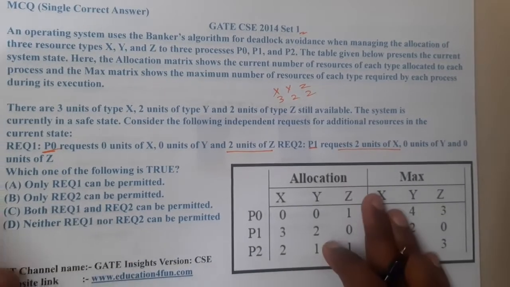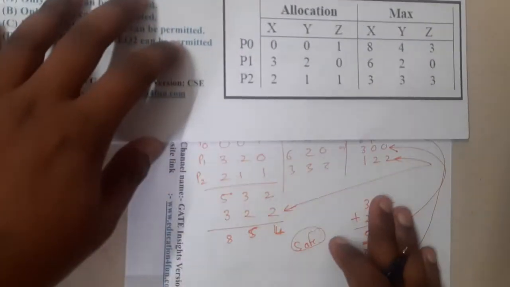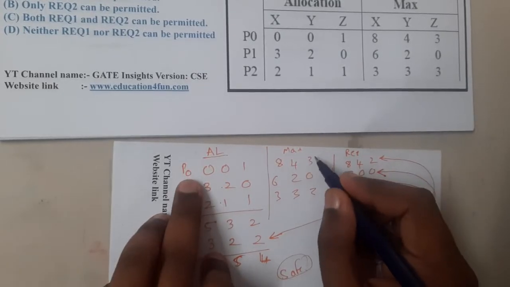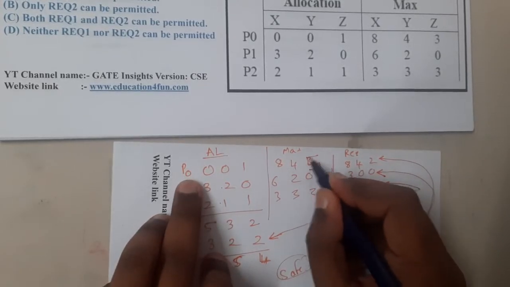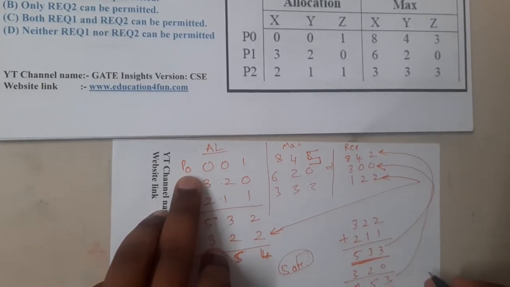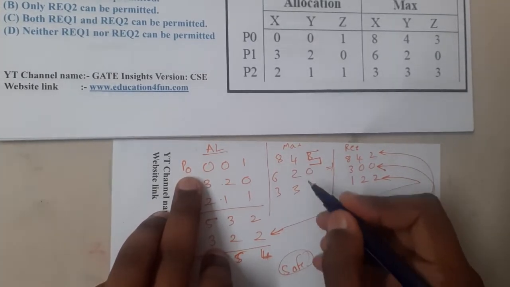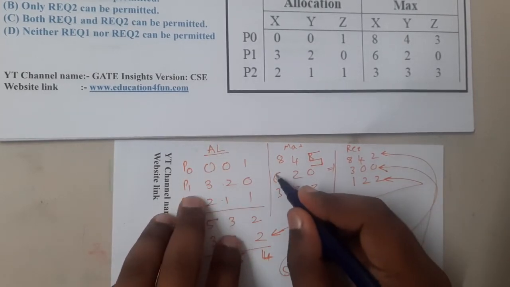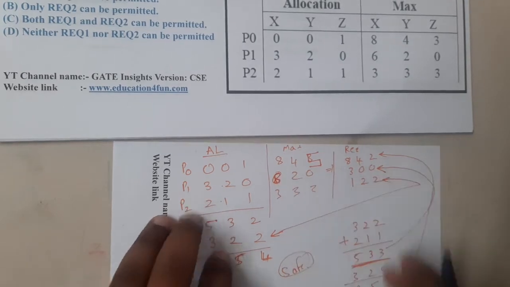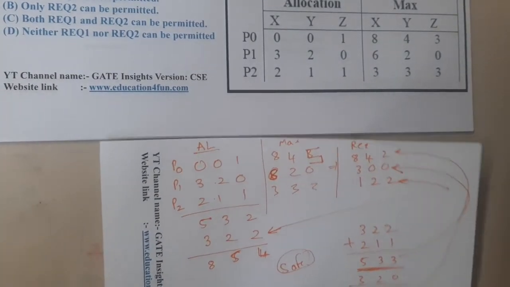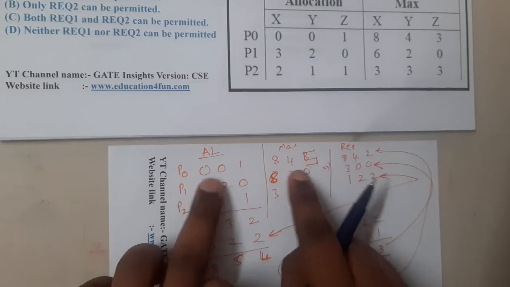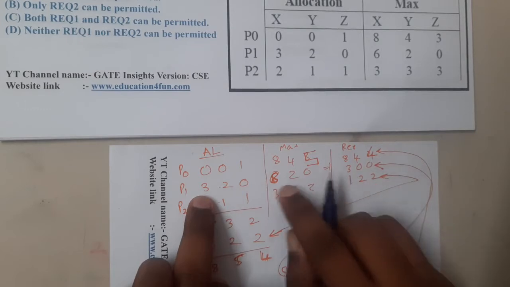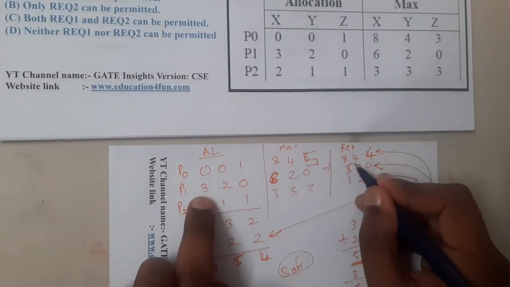Now P0 is requesting 2 more resources of Z, so it now requires 5 resources of this type. Similarly, P1 is requesting 2 more resources of X, so P1's allocation becomes 5 of X. If you subtract, the available value is updated to 1 and the other value is updated to 5.